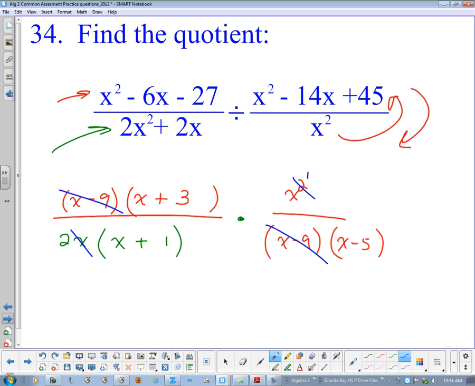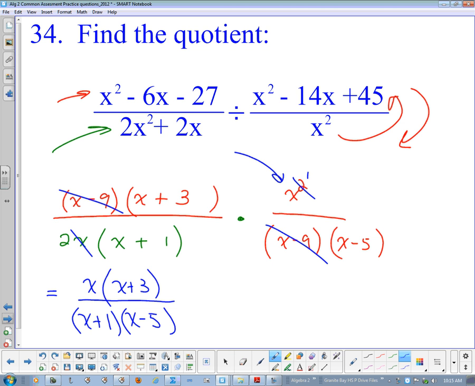Now simplify it all. This will be x left over here, x times x plus 3, all divided by x plus 1, and then x minus 5. I wanted 2, sorry. I forgot the 2. That would be simplified. No, don't multiply it through. You should be all set.